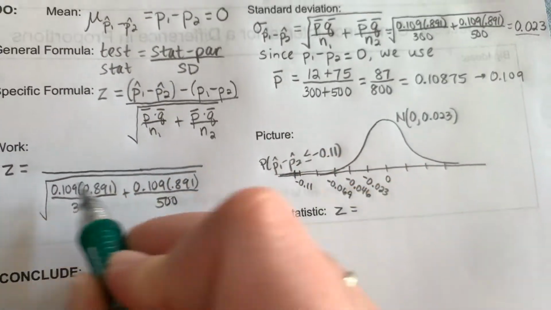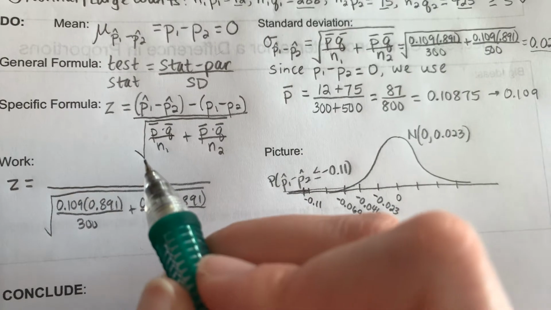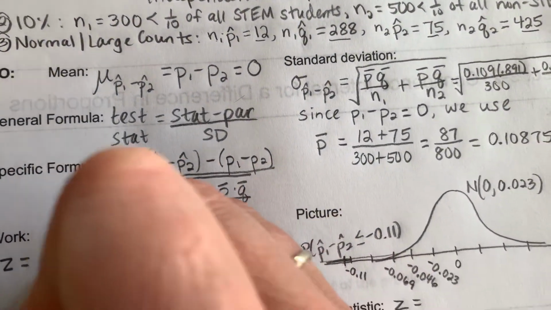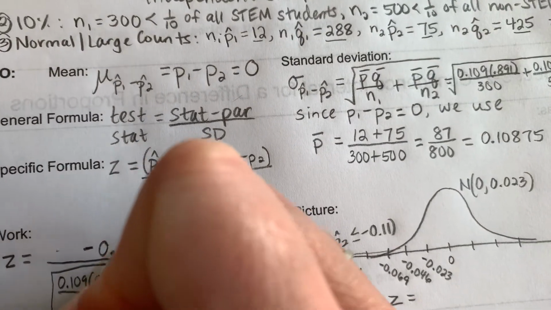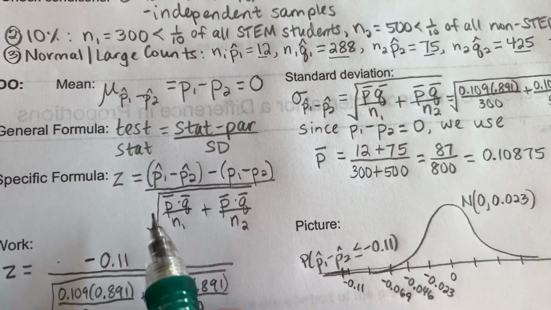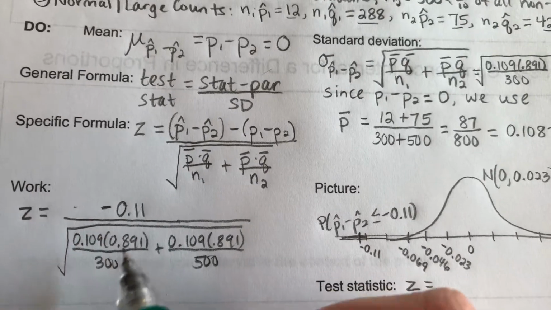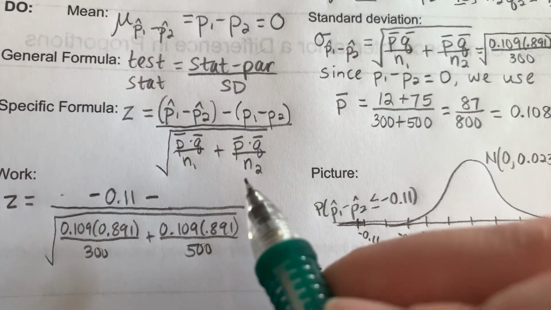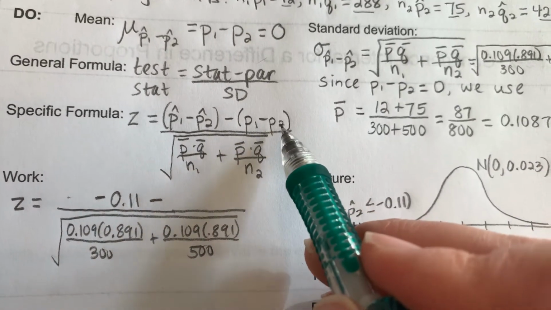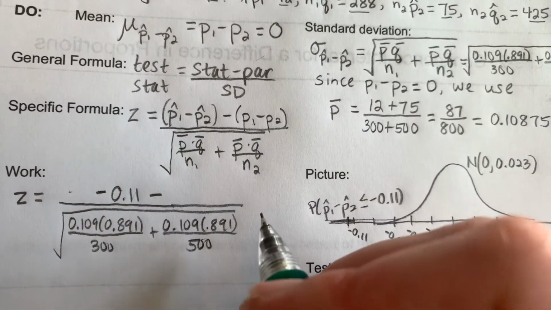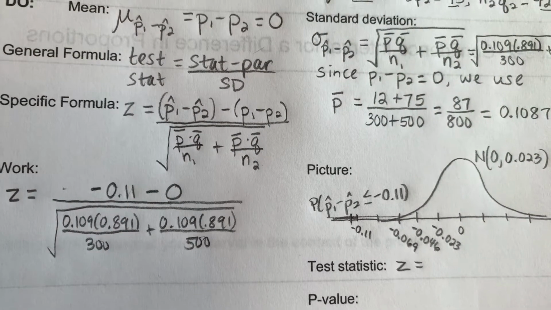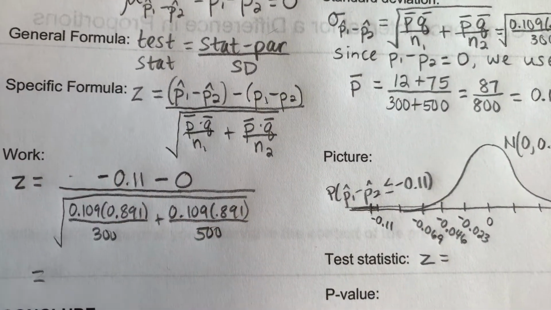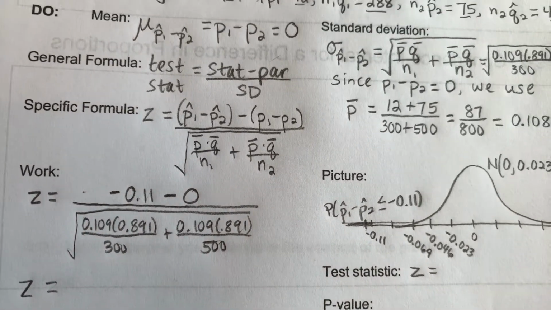Okay, that's the denominator. The numerator is my p1 hat minus p2 hat, which remember is negative 0.11. So I have negative 0.11. I don't have to rewrite what p1 hat and p2 hat are. I can just go ahead and write the difference. Minus my hypothesized difference in p1 minus p2. Again, I don't know p1, I don't know p2, but I know that I'm hypothesizing the difference between them is 0. Okay, so I work all of that out at once in my calculator, and I'm going to write down what I get for z.